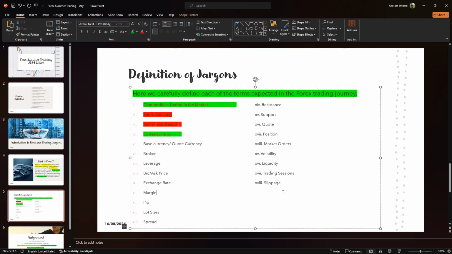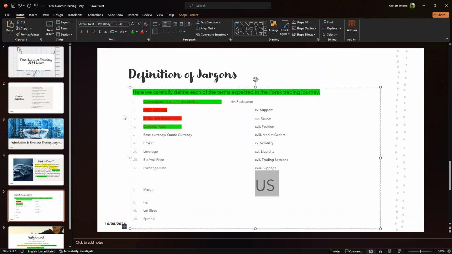Now, let me use this page to write something. Okay, so let's say we have USD/JPY. Let me use the forward slash so we can understand.